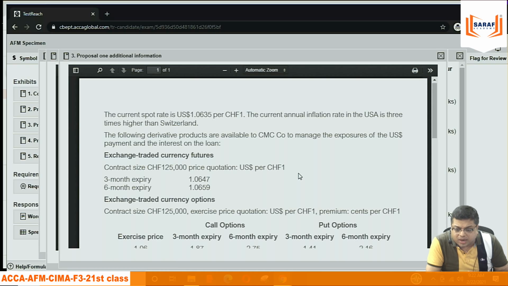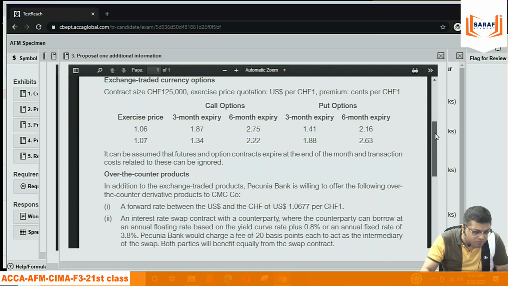Contract size CHF 1,25,000. Exercise price quotations, premium, cents. Normally, they have given different options: call option, put option. Now we need to select which, whether we need to go for call option or put option.